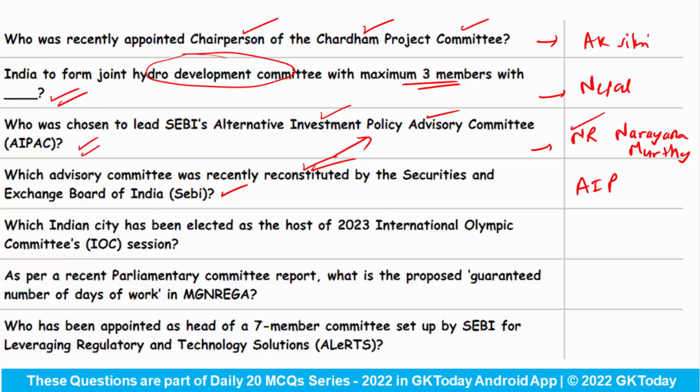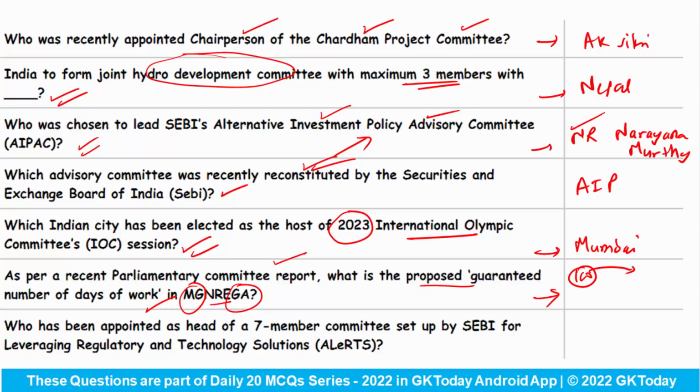Which Indian city has been elected as the host of 2023 International Olympic Committee's session? So the host for IOC 2023 would be Mumbai. As per a recent parliamentary committee report, what is the proposed guaranteed number of days of work in Mahatma Gandhi National Rural Employment Guarantee Act? So earlier the proposed guaranteed number of days of work in this scheme was 100, but now it has been increased to 150. Okay, so now the correct answer would be 150.